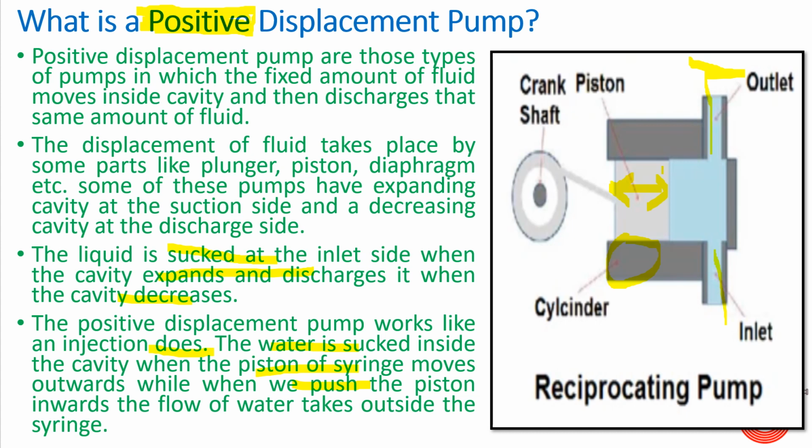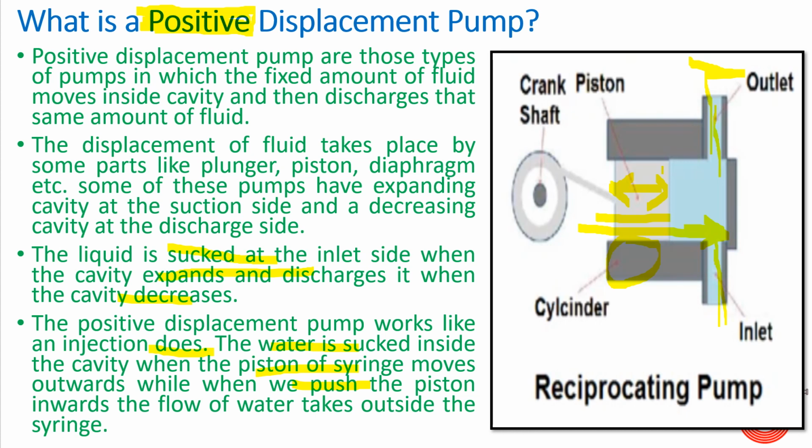So basically, in a positive displacement pump, when your piston moves this side, the inlet cavity creates a suction and your fluid gets inside this cavity. And when your piston moves again to this side, it pushes the fluid toward your outlet. So this is the basic difference between a positive displacement pump and a centrifugal pump: a centrifugal pump has rotary parts while positive displacement pumps don't.